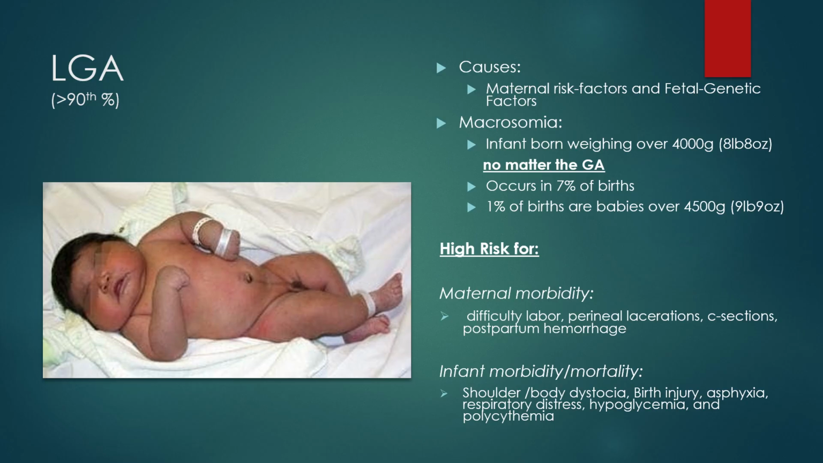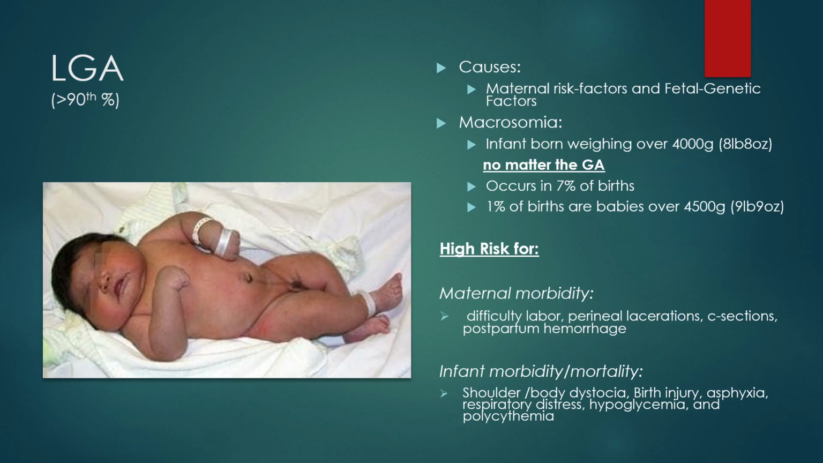So you may have heard of the term macrosomia before. What does it actually mean? Macrosomia is a baby that is born weighing over 4,000 grams or 8 pounds, 8 ounces, no matter what their gestational age is. So if they're 41 weeks and over 4,000 grams, or if they're 37 weeks and over 4,000 grams, no matter the gestational age, anything 4,000 or greater is macrosomia. It occurs in 7% of births, and then even larger babies, 1%, are weighing over 4,500 grams, which is 9 pounds, 9 ounces.